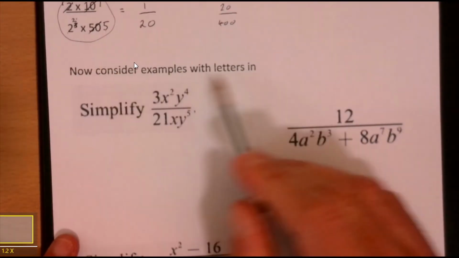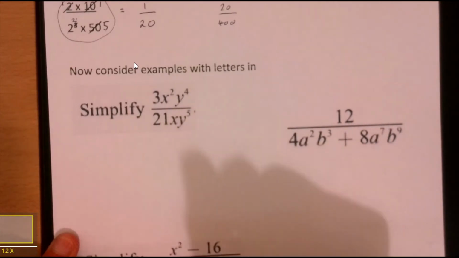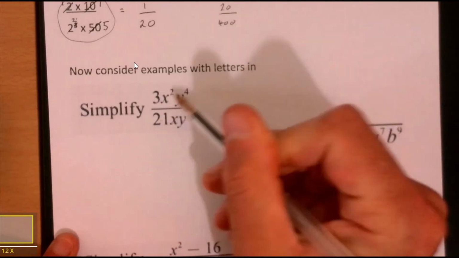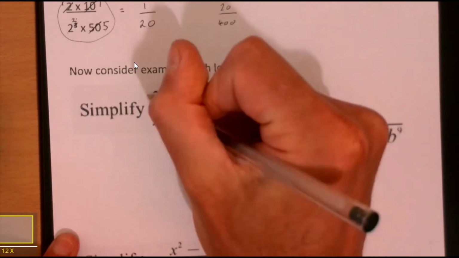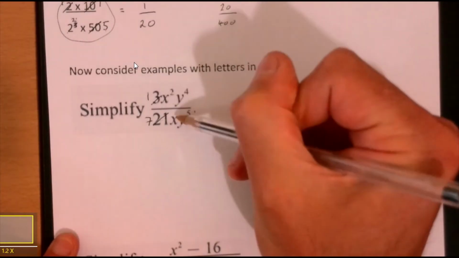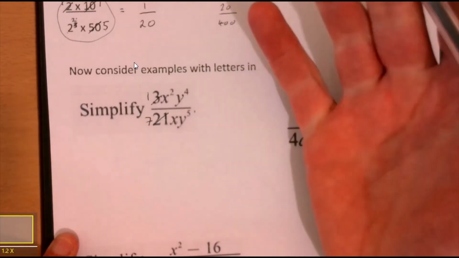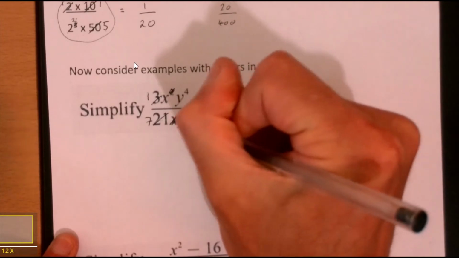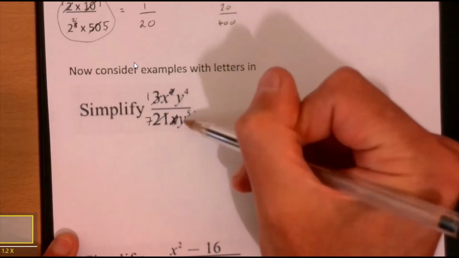Now consider examples with letters in. These are all the same sort of strategy that we're looking for. Look at the numbers to begin with. 3 over 21. Now, this only works because everything's multiplying together. So that I can change to 1 and 7. x squared over x is just the same as x. We can call that 1 if we want to. So they cancel. And now, y to the 4 over y to the 5.